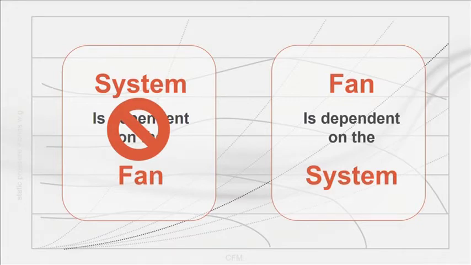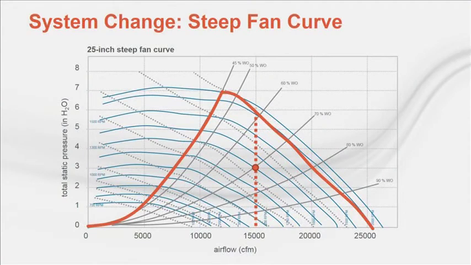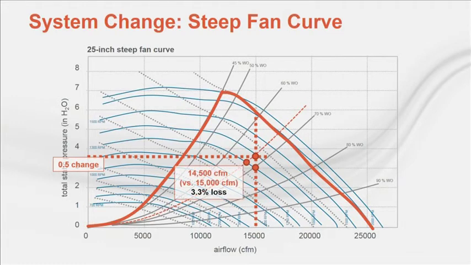Now that we have that concern behind us, let's talk about what a flat or steep fan curve really means. Operation on a steep fan curve can minimize the effect of a misestimated system. In other words, a smaller decrease in flow will be realized if the system pressure is misestimated. Likewise, a smaller increase in speed and power will be required to get back to the desired airflow. In the steep fan curve shown, a 0.5 change in static pressure will result in a 6.3% loss in airflow.